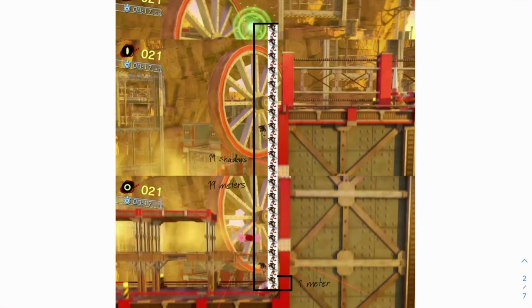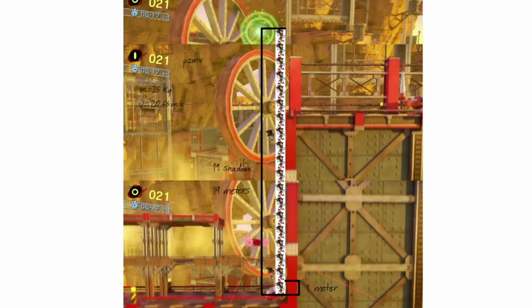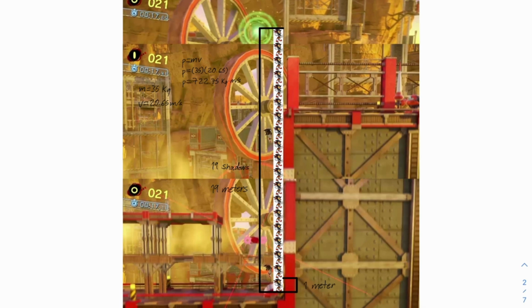The time between Shadow touching the spring and reaching the green orb is 0.92 seconds. Dividing the distance traveled by the time taken to travel that distance, Shadow is found to have a velocity of 20.65 meters per second. Multiplying Shadow's mass of 35 kilograms by his velocity gives a momentum of 722.75 kilogram meters per second.